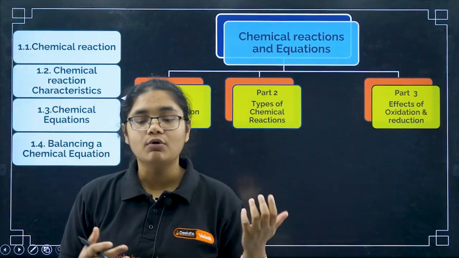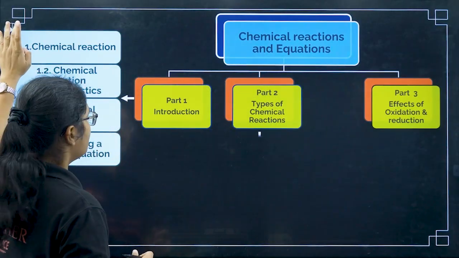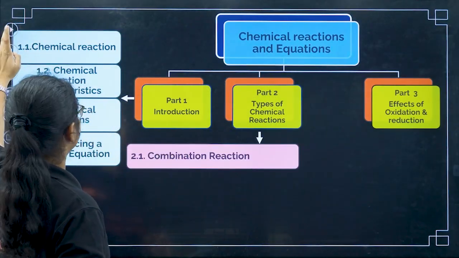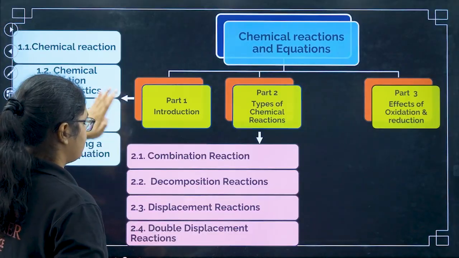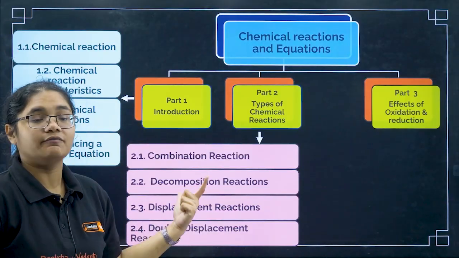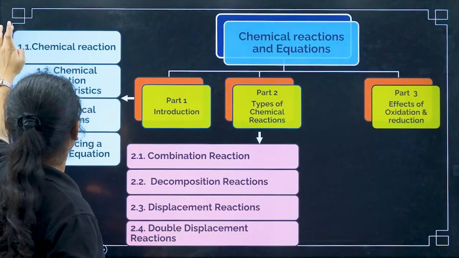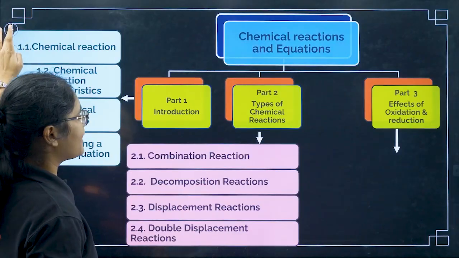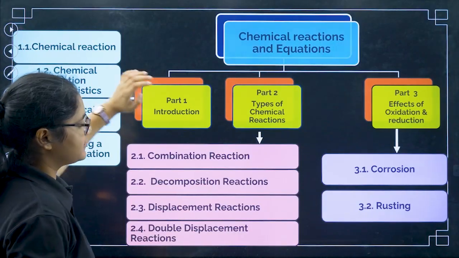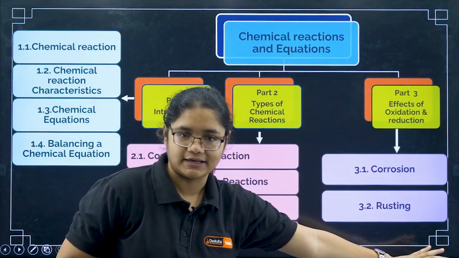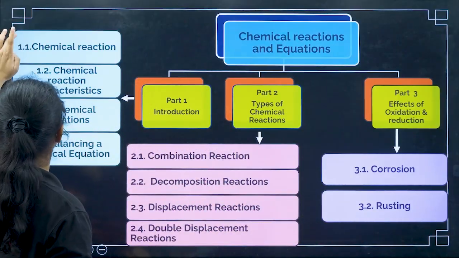In part 2 of the lecture, we will see about the types of chemical reaction. Okay, so there are 4 types of chemical reaction. We'll study about them, and in part 3 we will study about the impact of chemical reactions, that is corrosion and rusting. Okay, let's get started here.